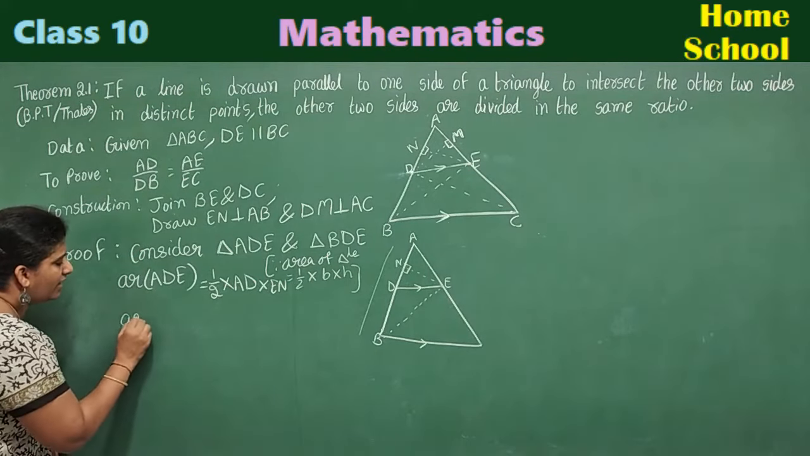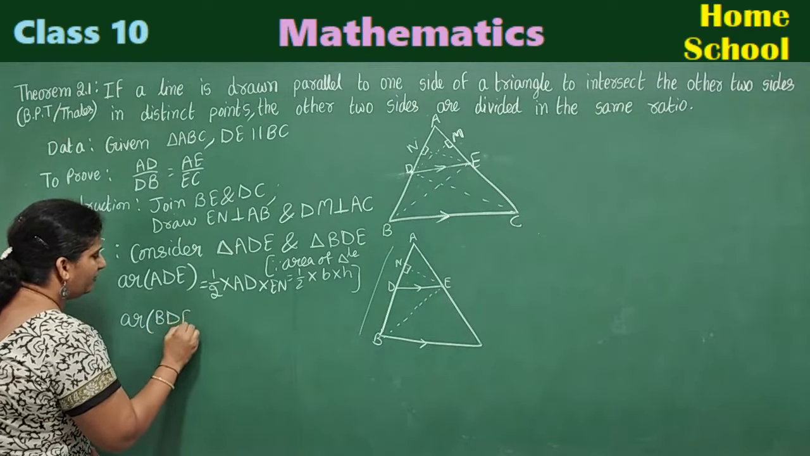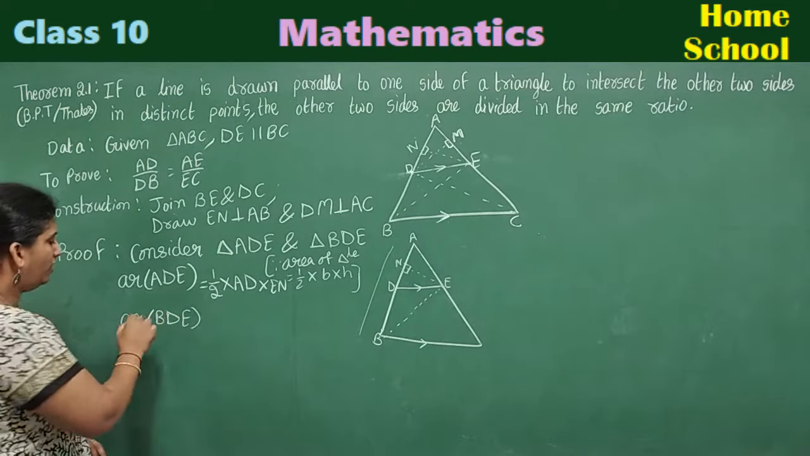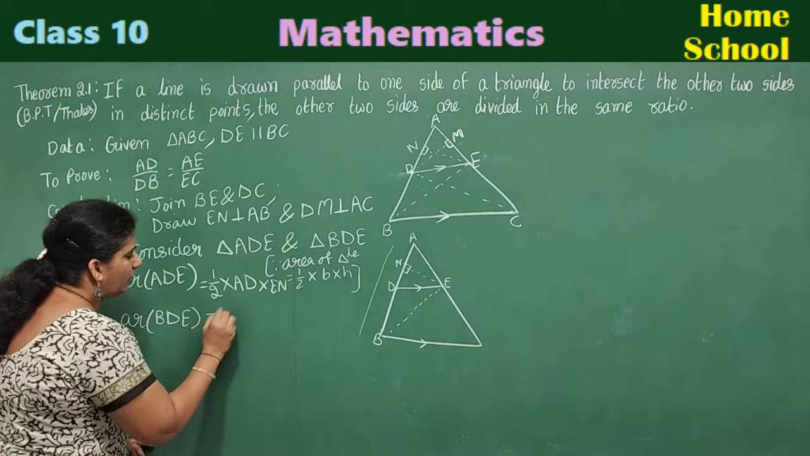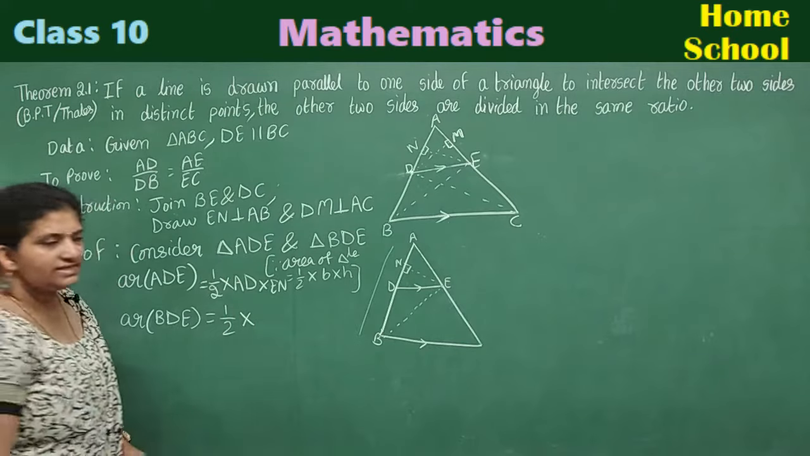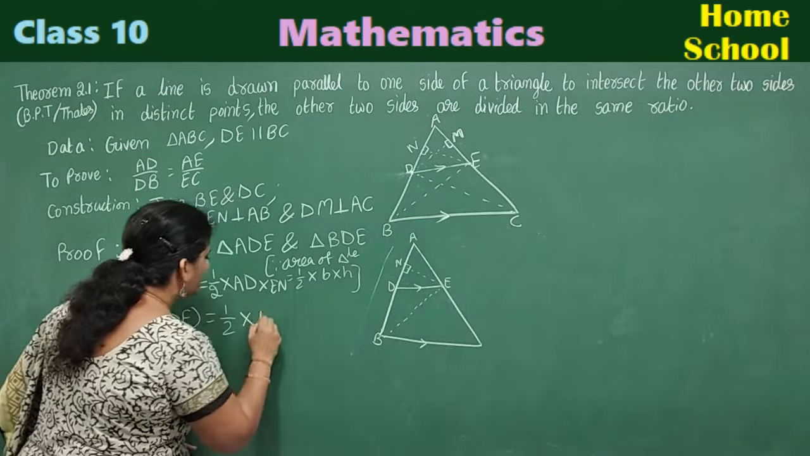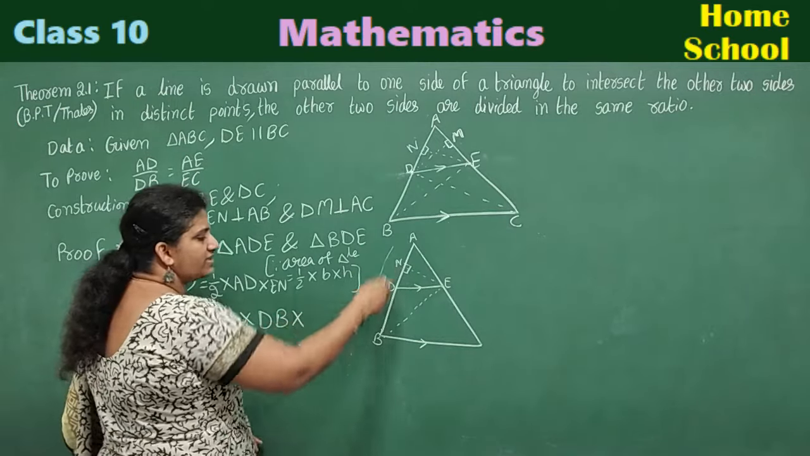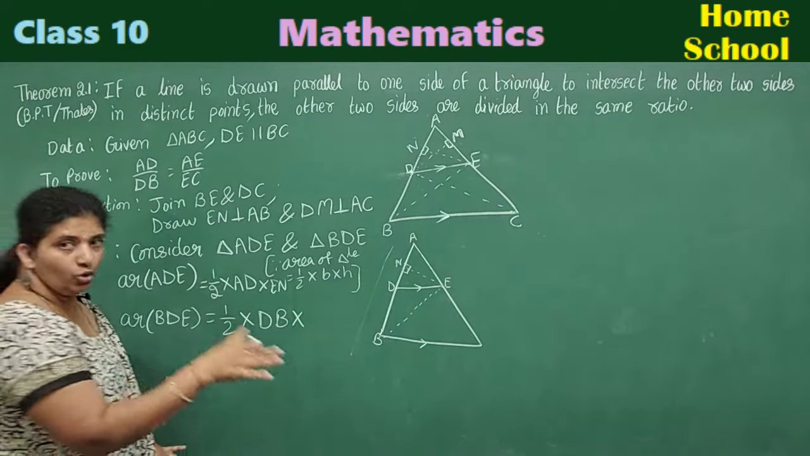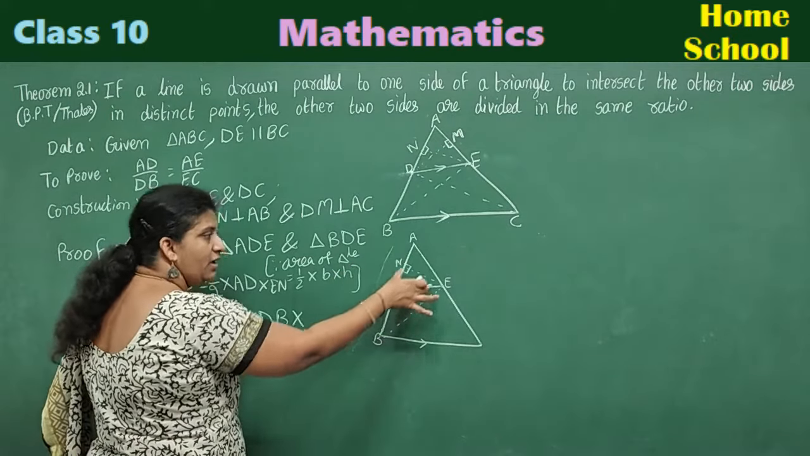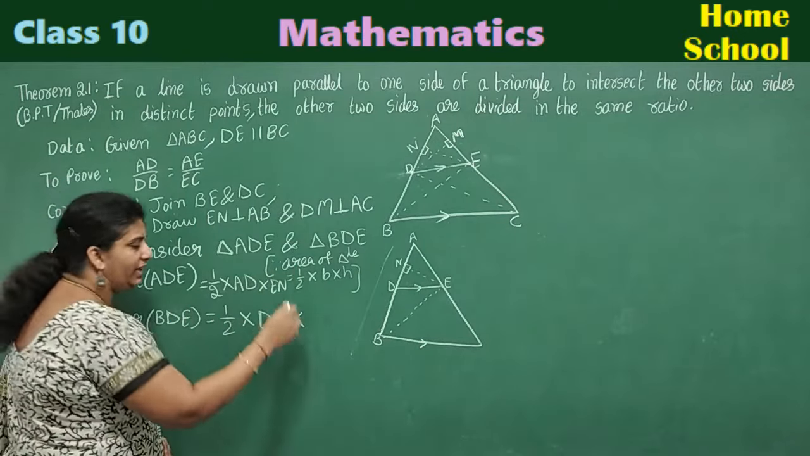Next, consider another triangle area, that is area of triangle BDE. Area of triangle BDE is equal to half into, see this triangle, base. From this side you see the base, DB, into height. What is the height on this line? EN is perpendicular to AB. Though EN is not there in this triangle, but this is only the perpendicular, right? When we say height, you need to write EN.